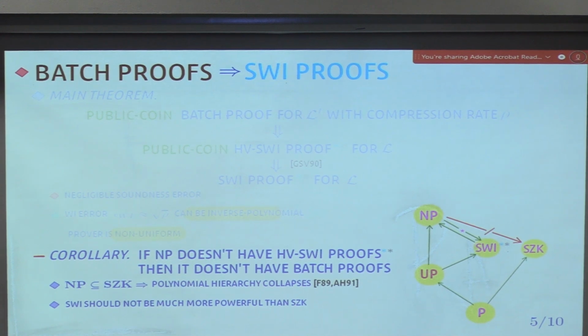NP intersection co-NP is in SWI? We don't know that. It's not yet shown. We don't know, I think. So we know containment the other way around: AM intersect co-AM contains SZK. I think that's what we know.